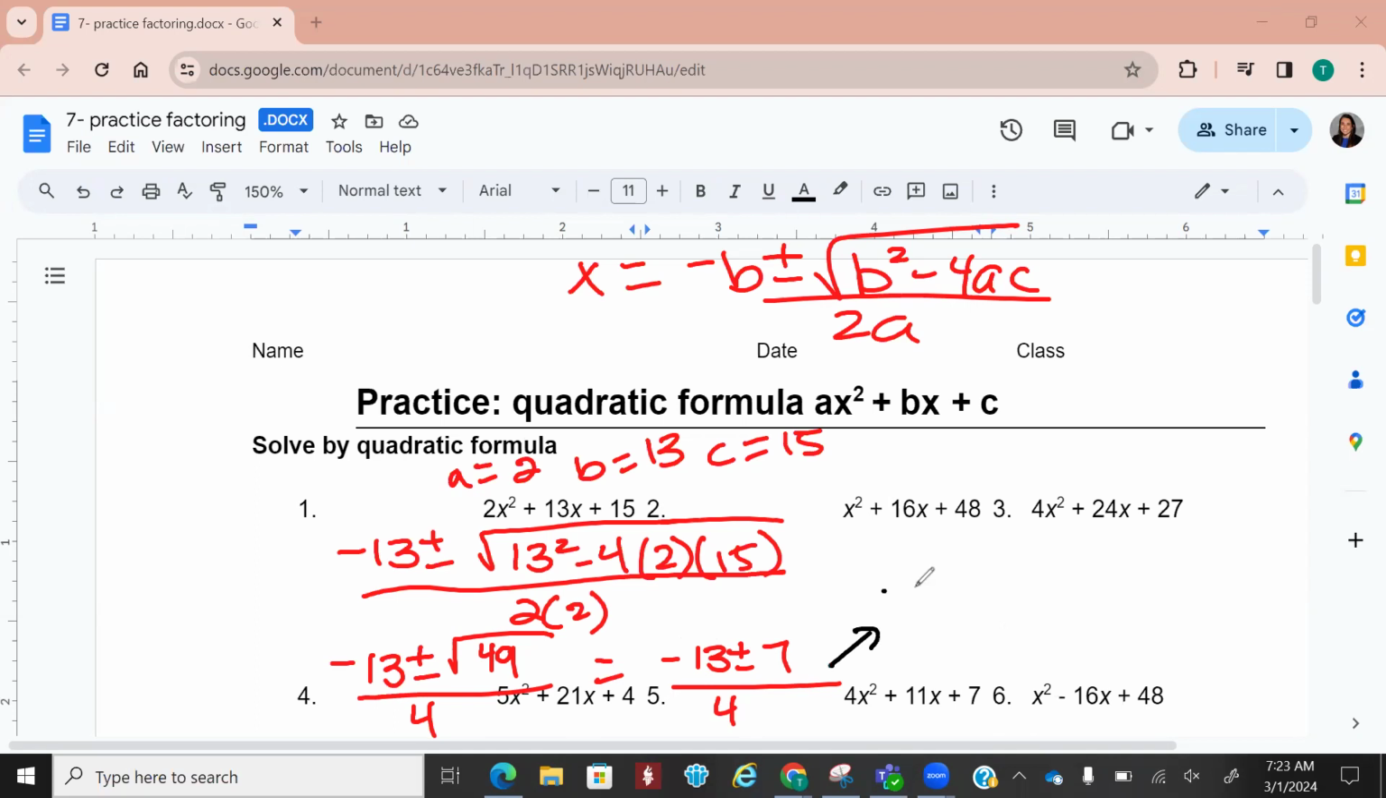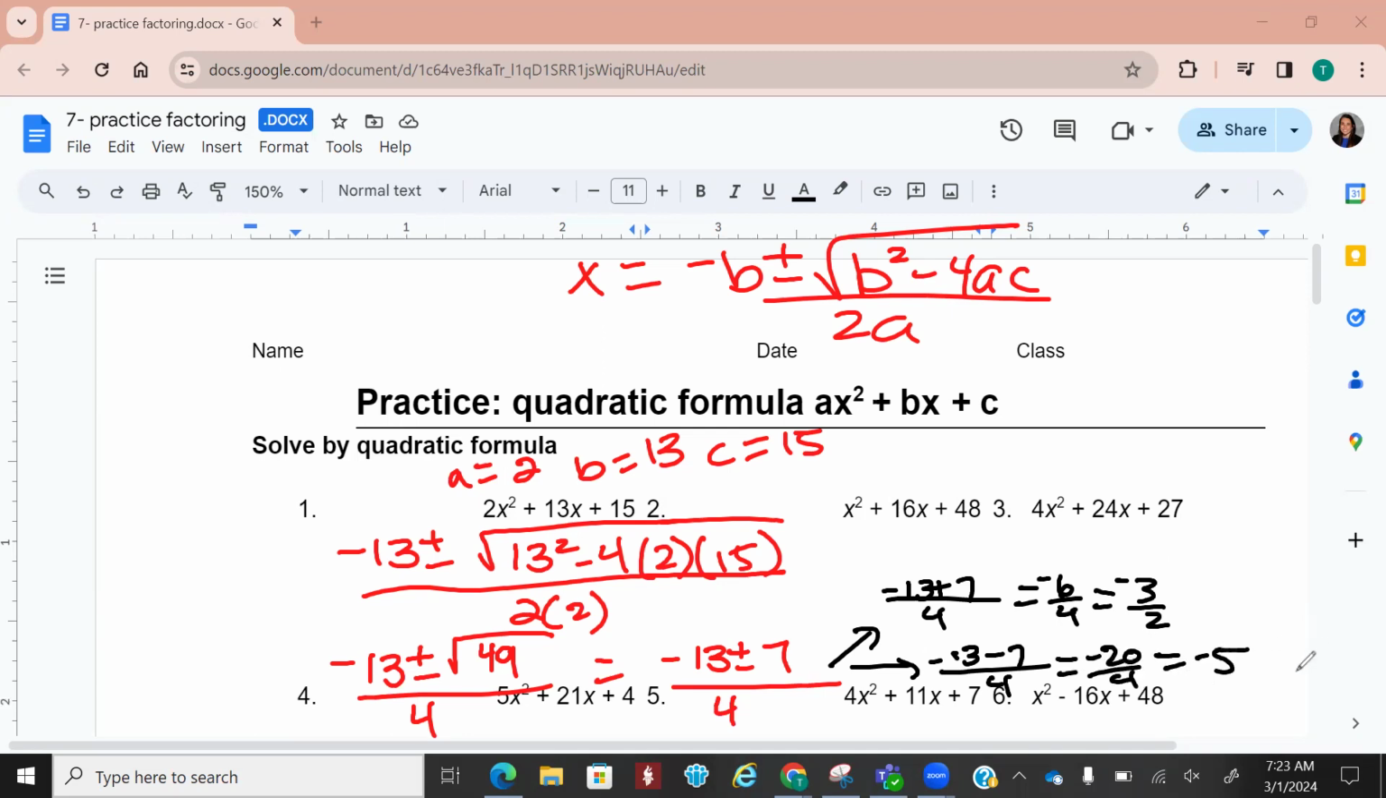So this becomes negative 13 plus 7 over 4, which gives us negative 6 over 4, which can simplify to negative 3/2. That should be negative. And then this also gives us negative 13 minus 7 over 4. So that gives us negative 20 over 4, which is negative 5. Is that what you got? Because you have to be able to do this on your mastery check.